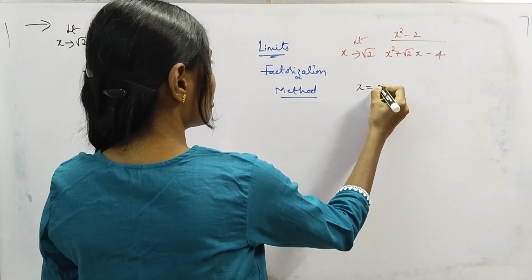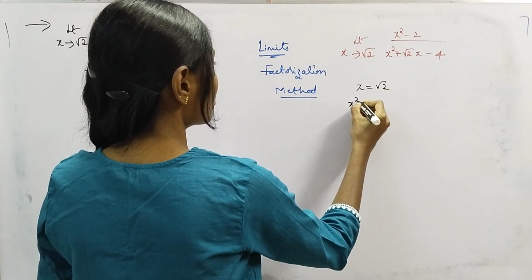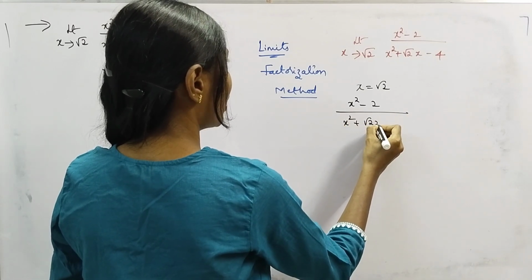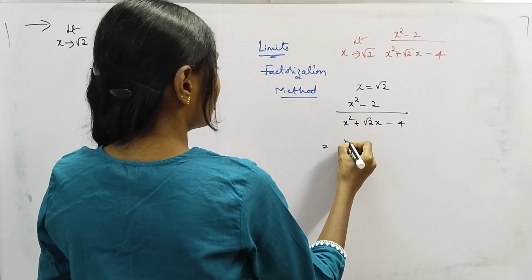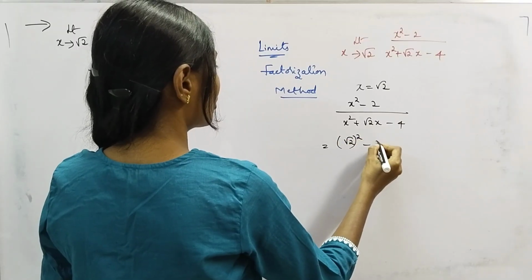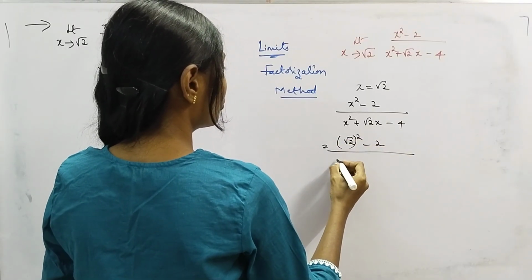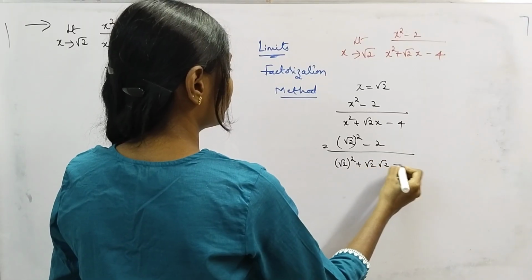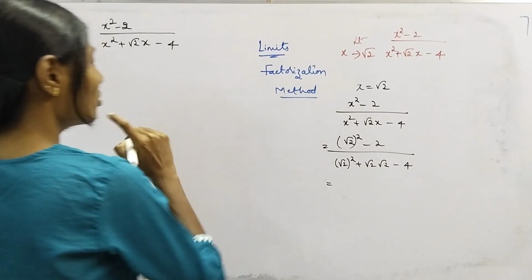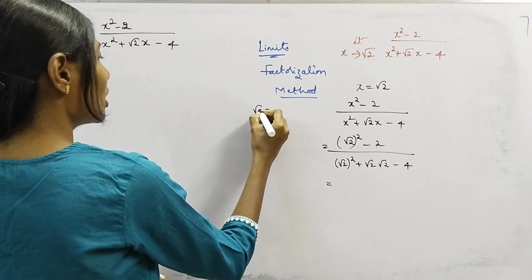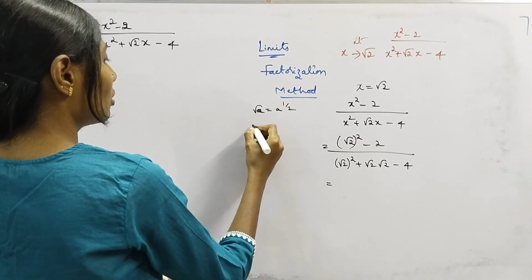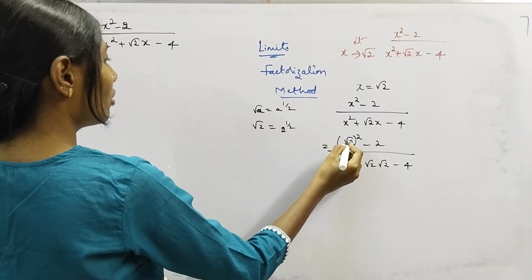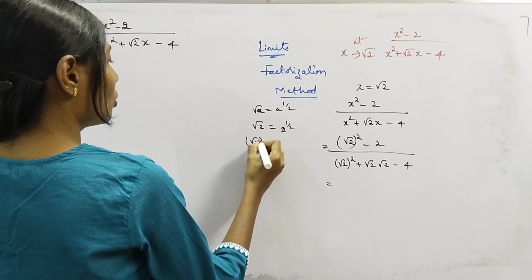So put x equal to root 2 in the expression (x square minus 2) by (x square plus root 2 into x minus 4). Simply substitute x equal to root 2. You know that root a can be written as a power 1 by 2, right? So you can write square root of 2 as 2 power 1 by 2. And here you are having root 2 whole square.